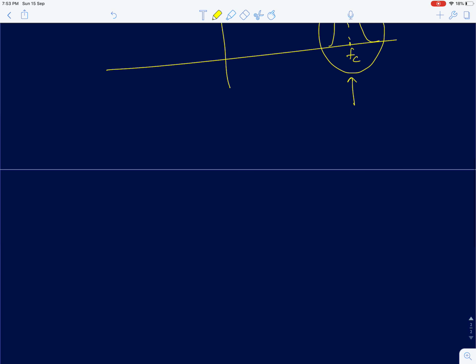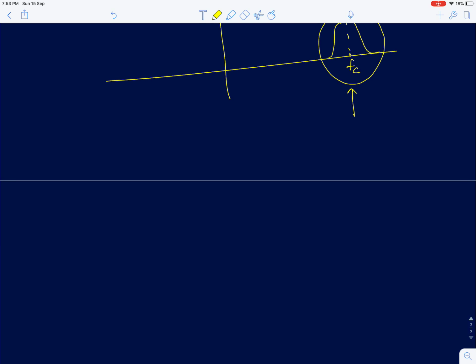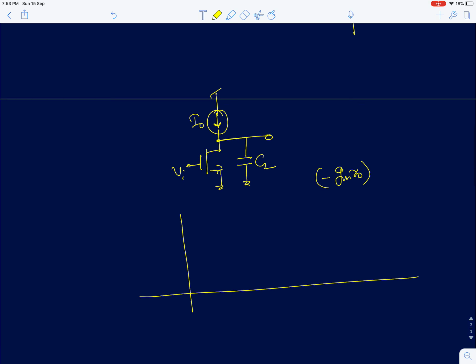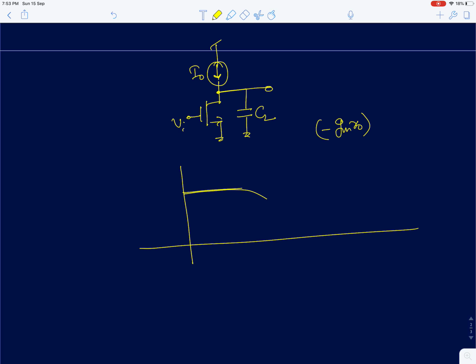Now if you look at the conventional low frequency amplifiers, I'll just take an example of a common source amplifier, with a certain bias current and a load capacitance CL. We saw in the last class that the intrinsic gain of the common source amplifier is minus gm0, but the magnitude is gm0. If I plot the gain as a function of frequency, it's going to be like this.